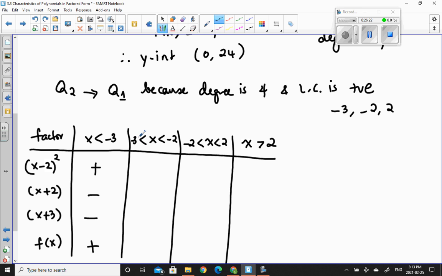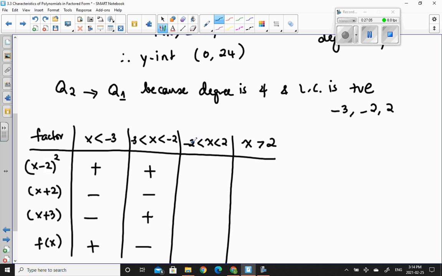Let's just take a value between -3 and -2 to find how the function behaves in that interval. So a value between -3 and -2 could be -2.5. Let's put that in here and see what happens. If you put -2.5 minus 2 and square it, you'll get a plus, right? It's a positive number. If you put -2.5 plus 2, you're going to get a negative. -2.5 plus 3, you're going to get a positive. So when you multiply a positive and negative, you get negative. Negative times positive is negative. So the values of the function, or the y values between these two zeros, will all be under the x-axis. They will all be negative.